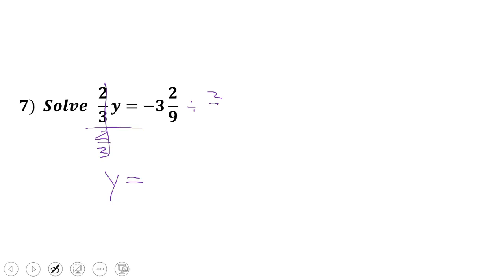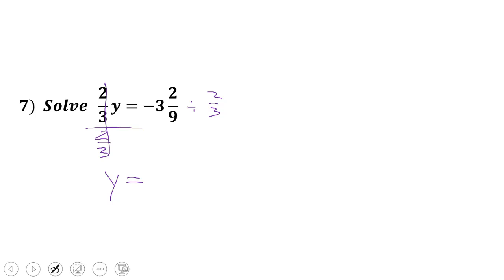Divide by 2/3. Now we know that dividing rational numbers that look like fractions says we change it to multiplication by the reciprocal. We also know that in dividing rational numbers, you must change all mixed or whole numbers to improper fractions.